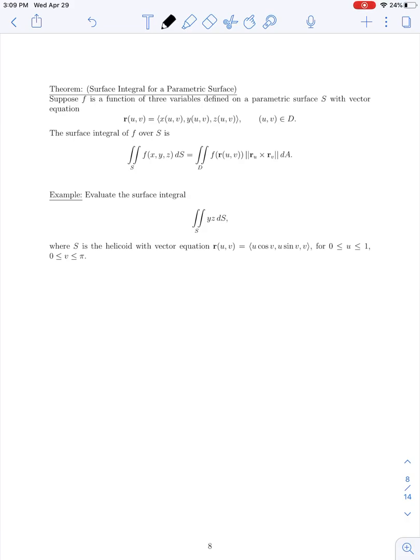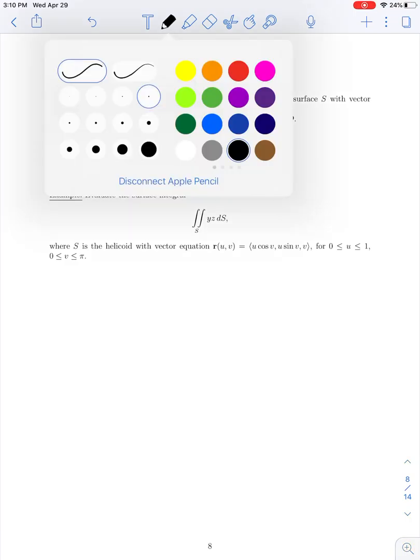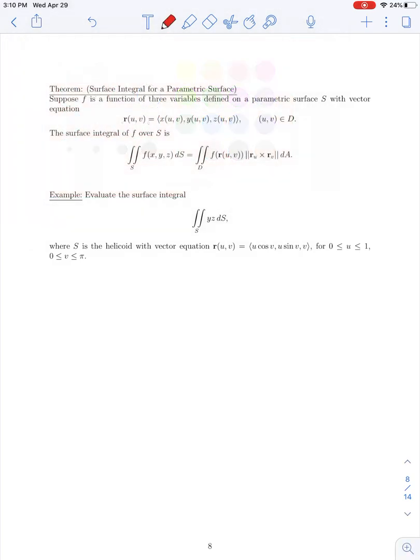So in the next part of this section, we will talk about how to define a surface integral for a parametric surface. Recall that the formula we used for a surface integral in terms of a double integral over a plane was only valid if our surface was the graph of a function, something of the form z equals g of x, y. So what about surfaces which are not the graphs of functions, say a helicoid or something?